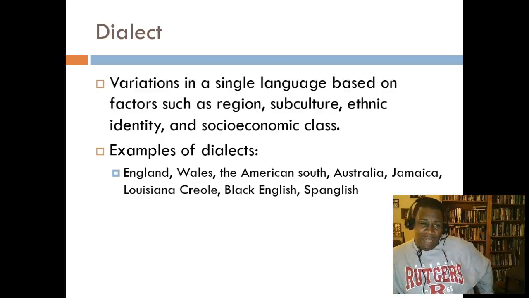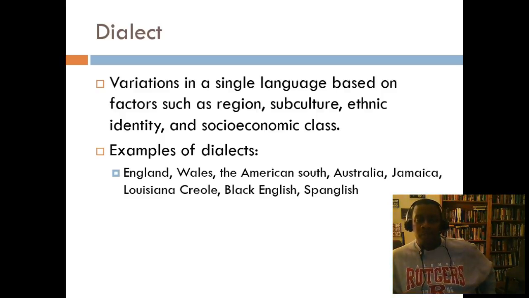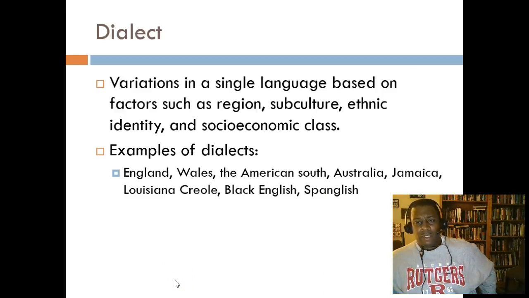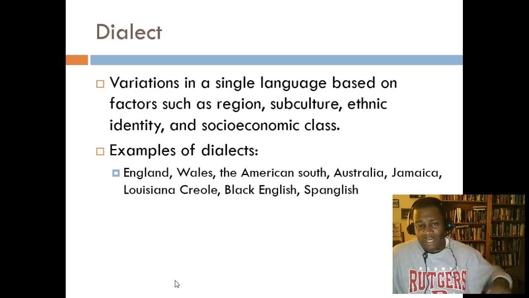Subculture also impacts the way in which we speak. Ethnic identity impacts the way we speak, and socioeconomic class. And this may be obvious to some. If you in fact go to Harvard, and if you in fact attend University of North Carolina, Charlotte campus, the ways in which you speak, the dialect will be different.